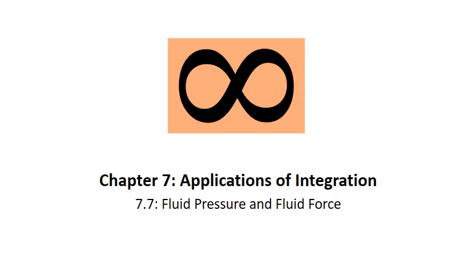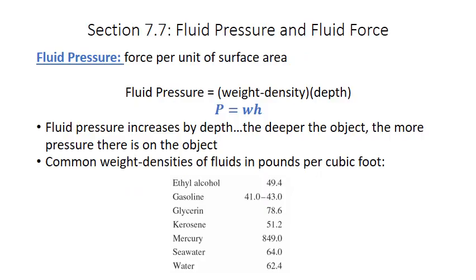This is the final section that we will cover in Chapter 4, and it is Section 7.7, Fluid Pressure and Fluid Force. Fluid pressure is the force per unit of surface area. So we can use this little formula here, saying that fluid pressure is equivalent to weight density times the depth. And in this work, it will be referred to using these variables here.